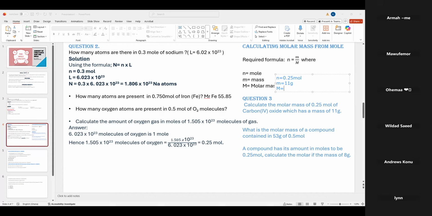Let's try our hands on it. Everyone should try their hands on it. Let's find capital M. We know the formula, so let's try our hands on it. If you finish your calculation, kindly raise your hand. I'll call you.